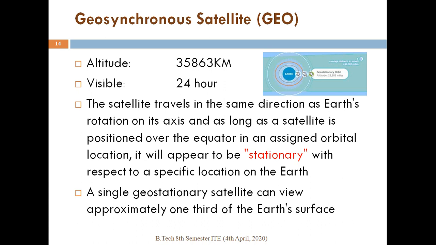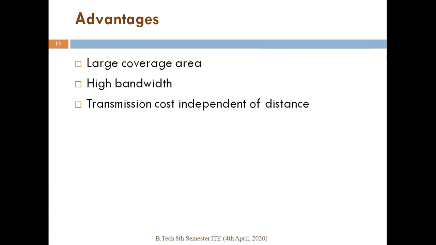A single geosynchronous satellite can view approximately one-third of Earth's surface. Therefore, if we have to cover the whole globe, at least we require 3 geosynchronous satellites. But if you have more and more geosynchronous satellites, there is better coverage and much more accuracy. The developed countries do have more geosynchronous satellites.